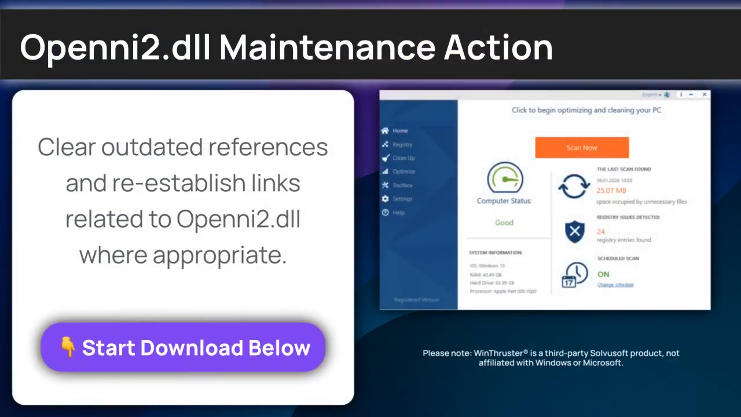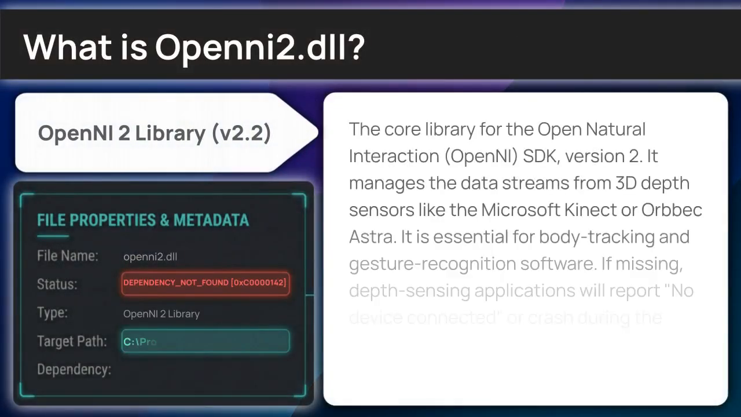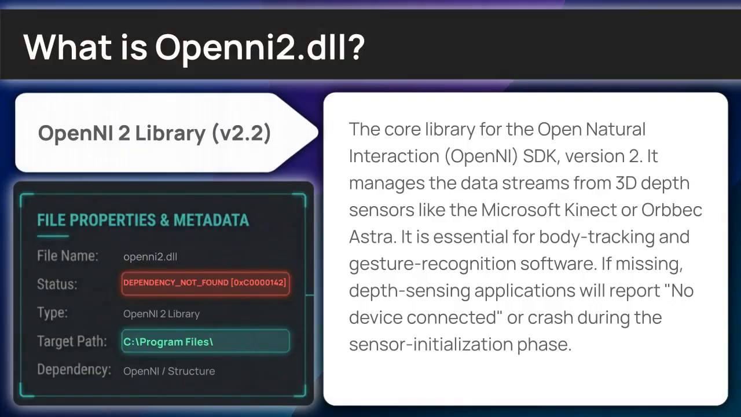This is the Open Natural Interaction 2 library, the core library for the Open Natural Interaction OpenNI SDK version 2. It manages the data streams from 3D depth sensors like the Microsoft Kinect or Orbbec Astra. It is essential for body tracking and gesture recognition software. If missing, depth sensing applications will report no device connected or crash during the sensor initialization phase. Now that we've covered what the file does, let's jump into our first fix.